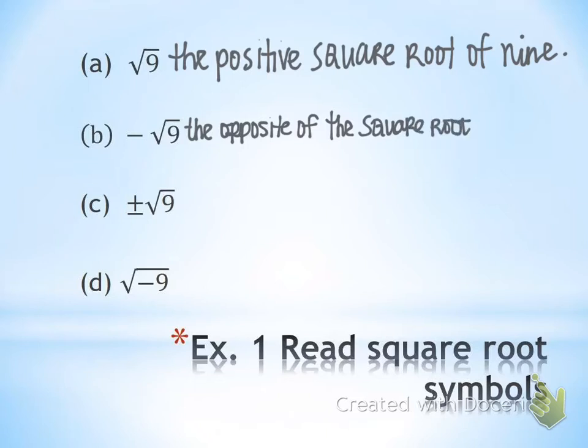Now, what is the square root of 9? 3. And what's the opposite of 3? Negative 3. So the opposite of the square root of 9 is negative 3.